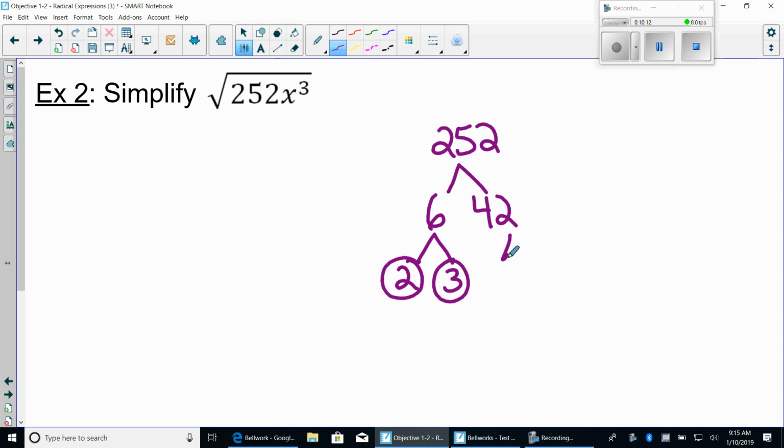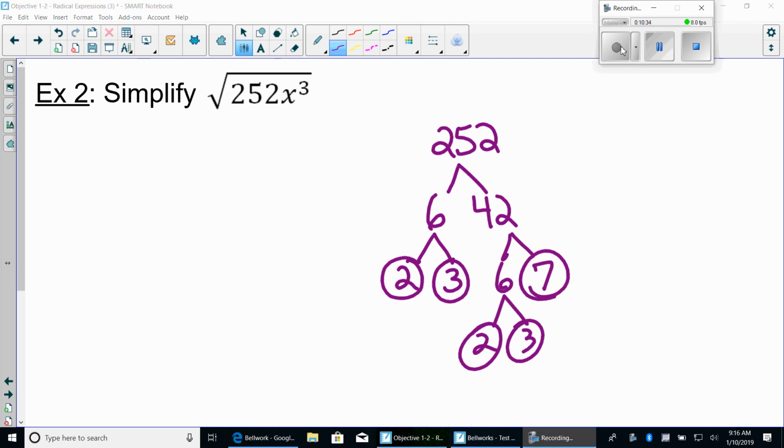Okay. 42 breaks down into 6 and 7. 6 breaks down into 2 and 3. So I've got a pair of 2s and a pair of 3s. That's it? Don't forget, make sure you circle every piece.